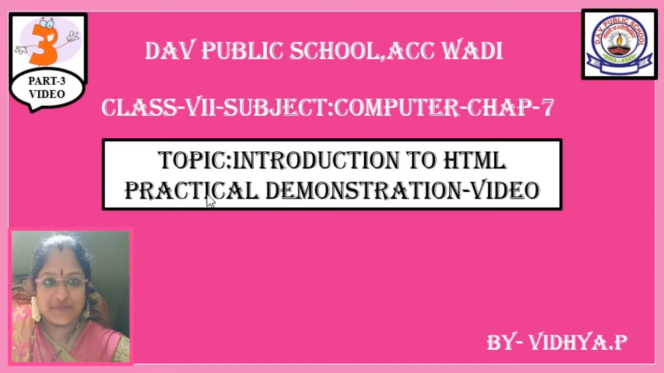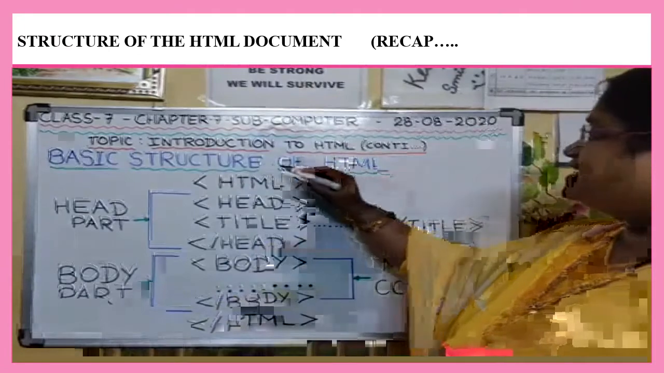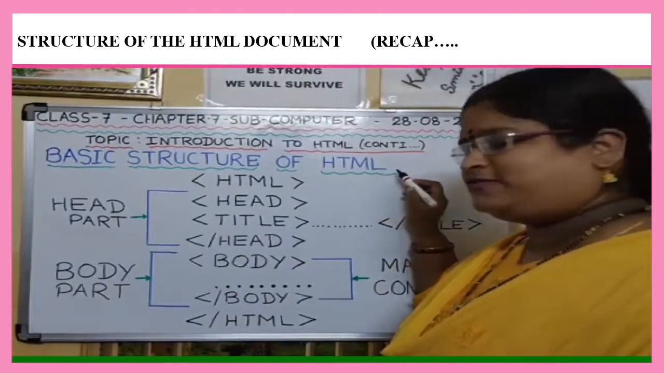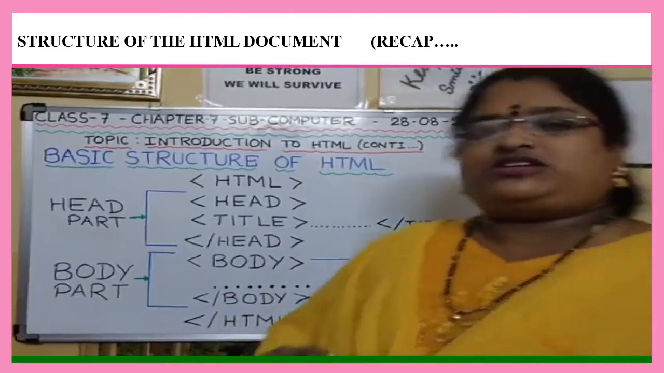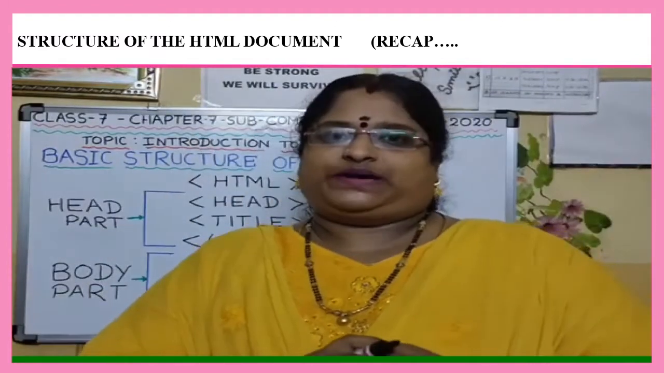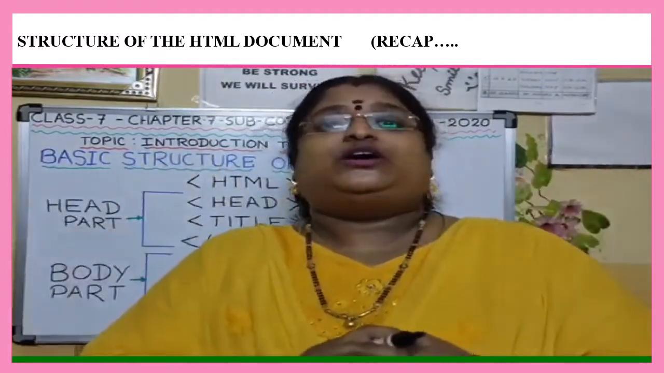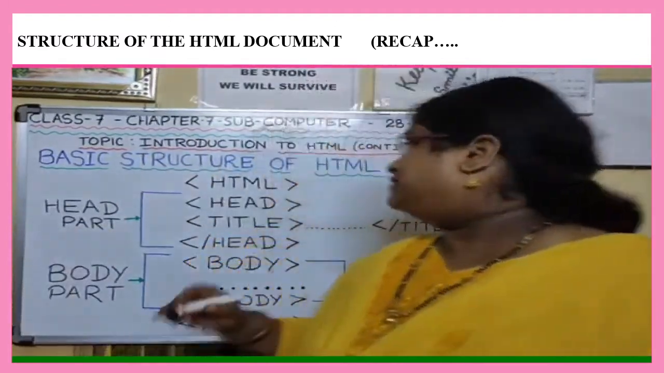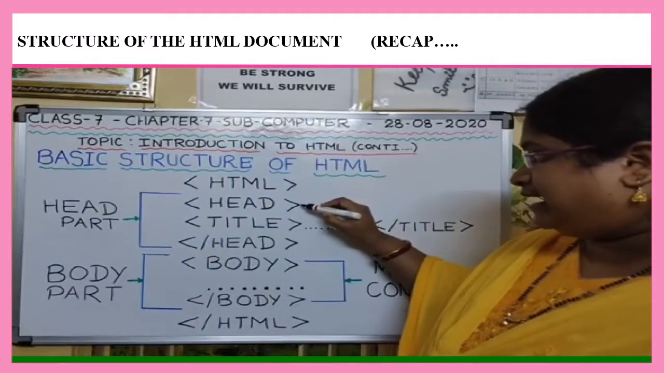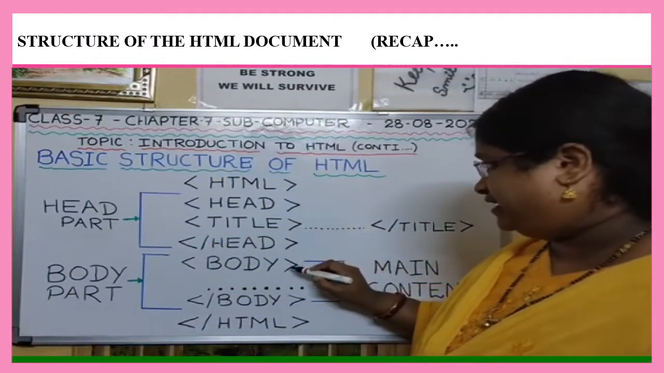In this video, let me give the practical demonstration regarding how to create a web page. Now let us see about the basic structure of HTML. Children, in order to design a web page, in order to build a web page, you require 4 main tags. They are HTML tag, head tag, title tag, body tag.